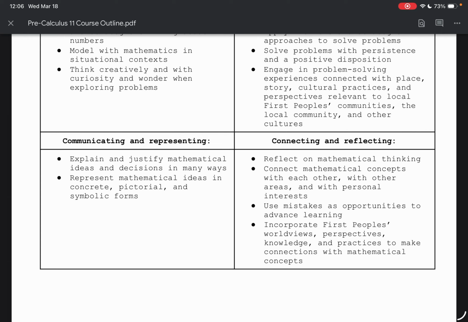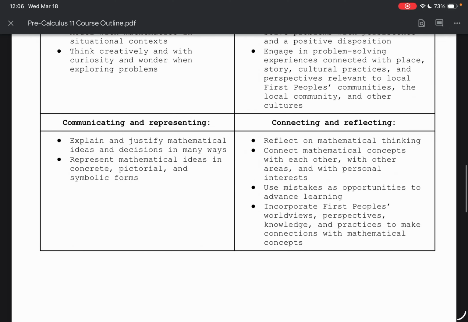Explain and justify mathematical ideas and decisions in many ways. Represent mathematical ideas in concrete, pictorial, and symbolic forms. Next competency is connecting and reflecting. Reflect on mathematical thinking. Connect mathematical concepts with each other, with other areas, and with personal interests. Use mistakes as opportunities to advance learning. And incorporate First Peoples' worldviews, perspectives, knowledge, and practices to make connections with mathematical concepts.